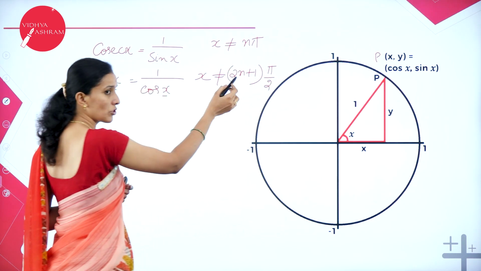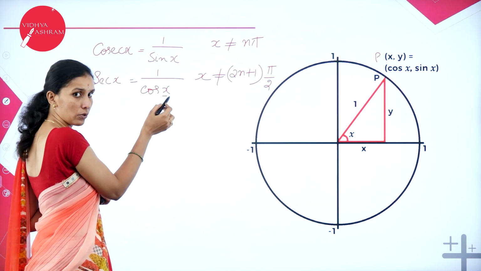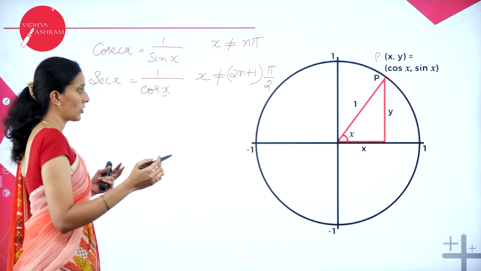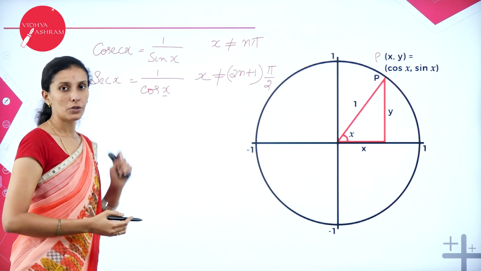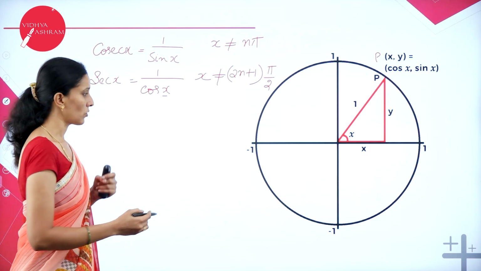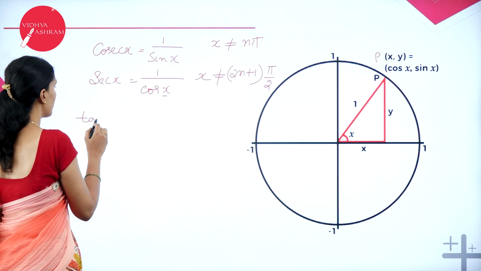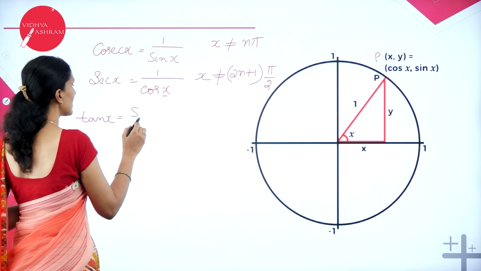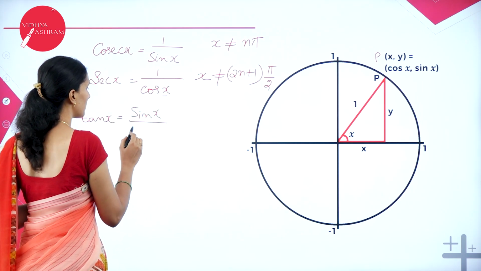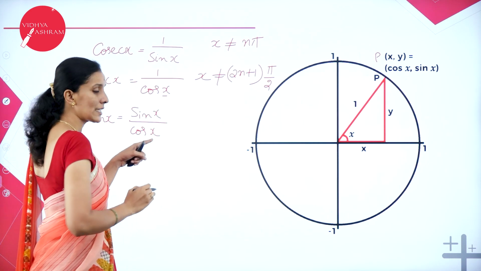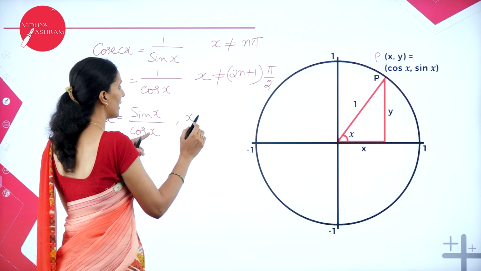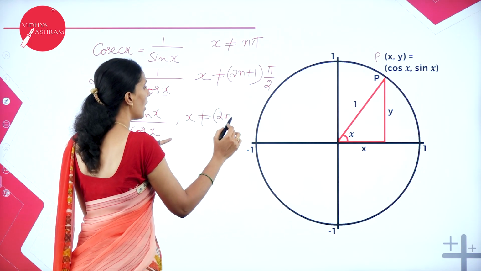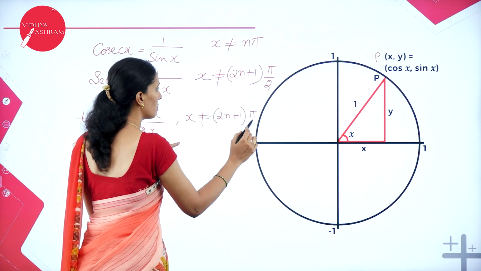Because the cos function will become 0 for this value, that is odd multiples of pi by 2. Since cos x is in the denominator, the value of x cannot be equal to (2n plus 1) pi by 2. Next, we take tan x. We know tan x is sin x by cos x. Again, cos x is in the denominator, so x cannot be odd multiples of pi by 2.